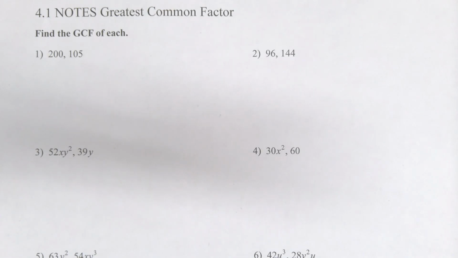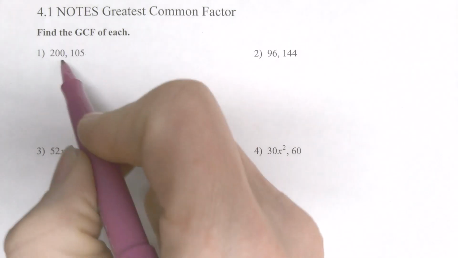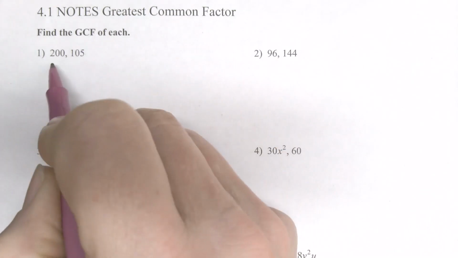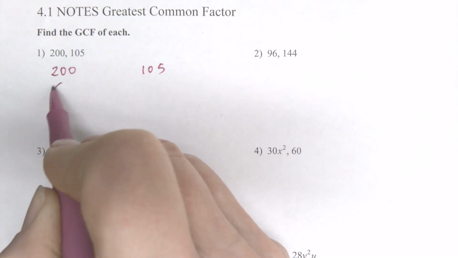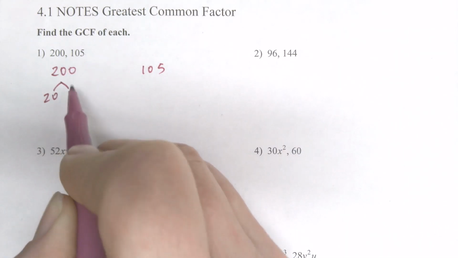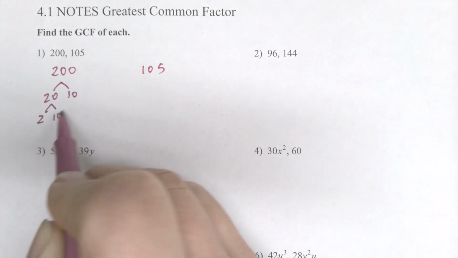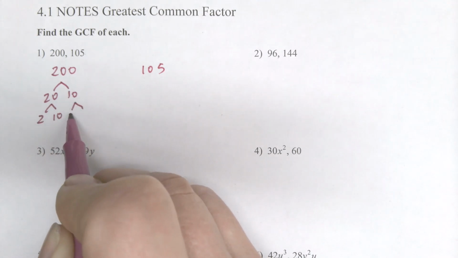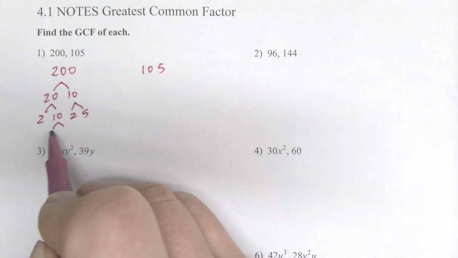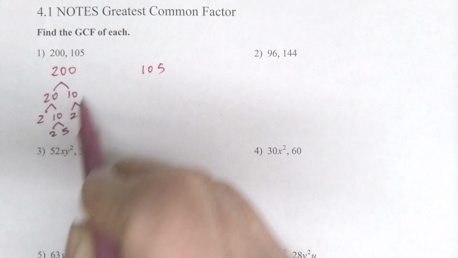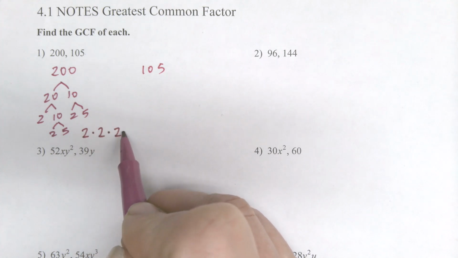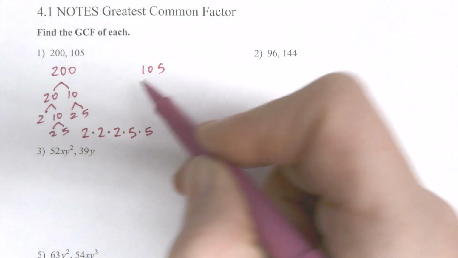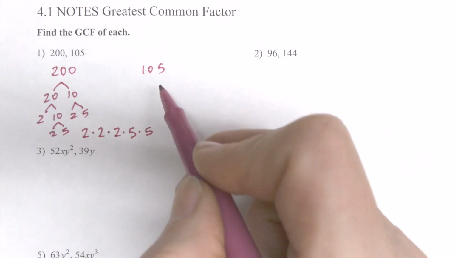We're going to do a little bit more with our greatest common factor, kind of similar to the video you watched yesterday. Remember, we're going to break these down. I can break it down into a factor tree for both of them. I just come up with values that go into each, and I just keep doing it until I get all prime numbers. So 200 is 2 times 2 times 2 times 5 times 5. Then I'll go through and do the same thing with 105.